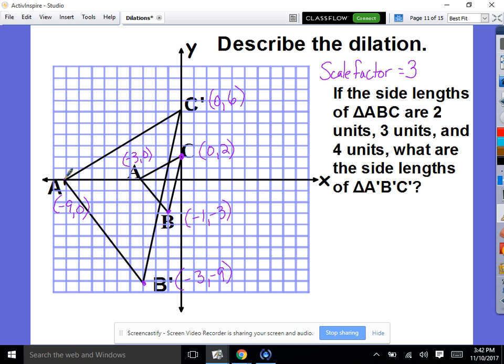So if our scale factor is 3 and we have side lengths of 2, 3, and 4, then the side lengths of A prime B prime C prime, we would just multiply the pre-image side lengths. So 2 times 3 is 6, 3 times 3 is 9, and 4 times 3 is 12 units.